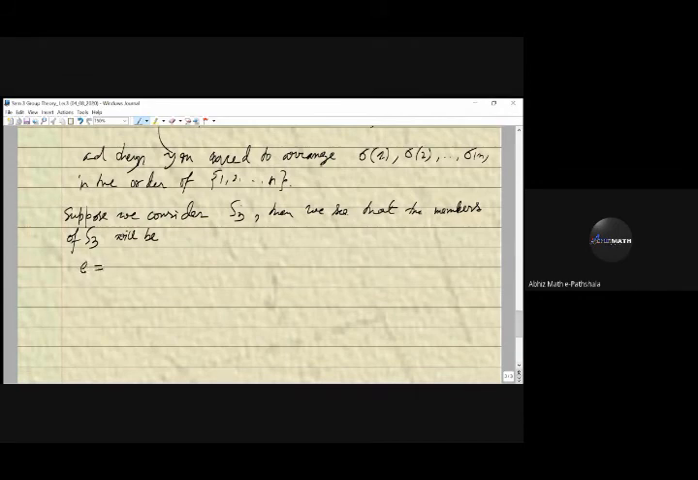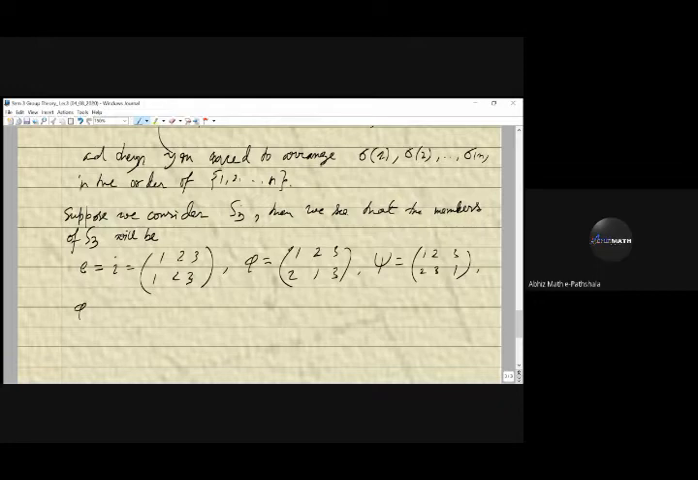just first one is identity, that is I, that means 1 2 3 1 2 3, and suppose phi is like that, psi is this, then compose phi with phi, phi square, that is phi compose phi. What is that? 1 2 3 2 1 3 compose 1 2 3 2 1 3.